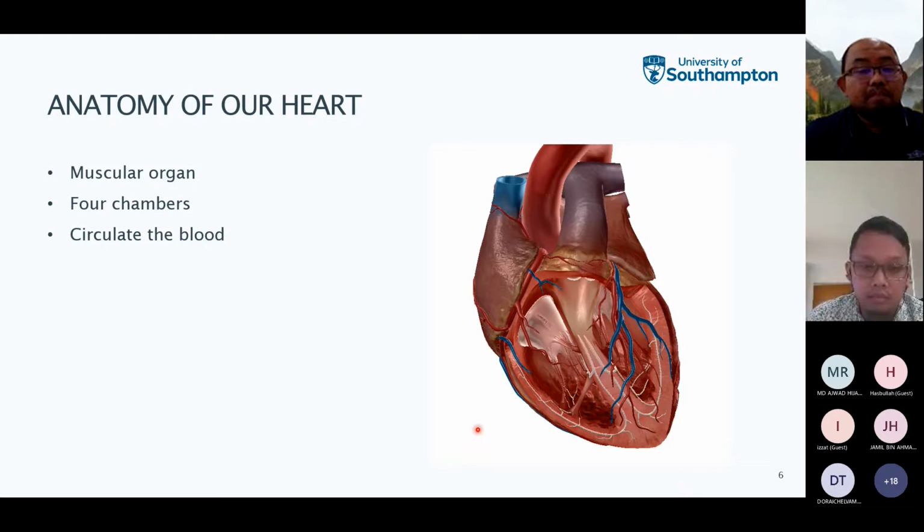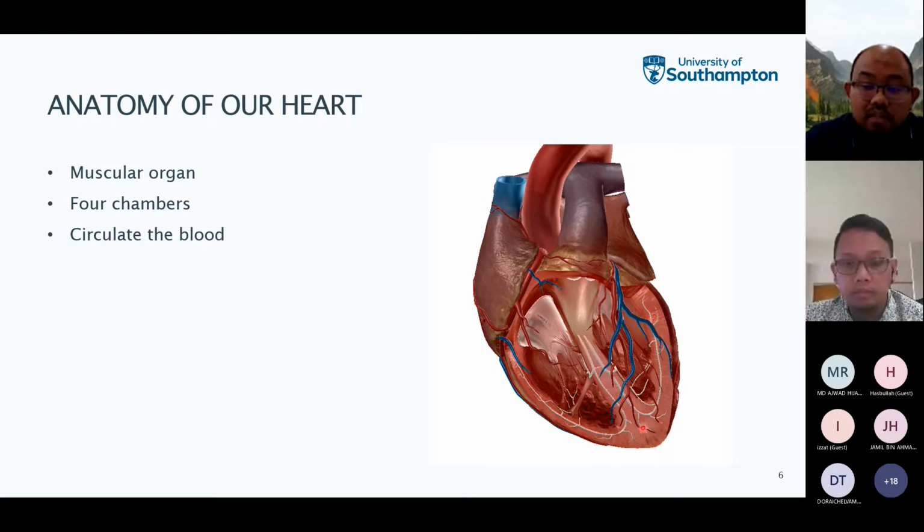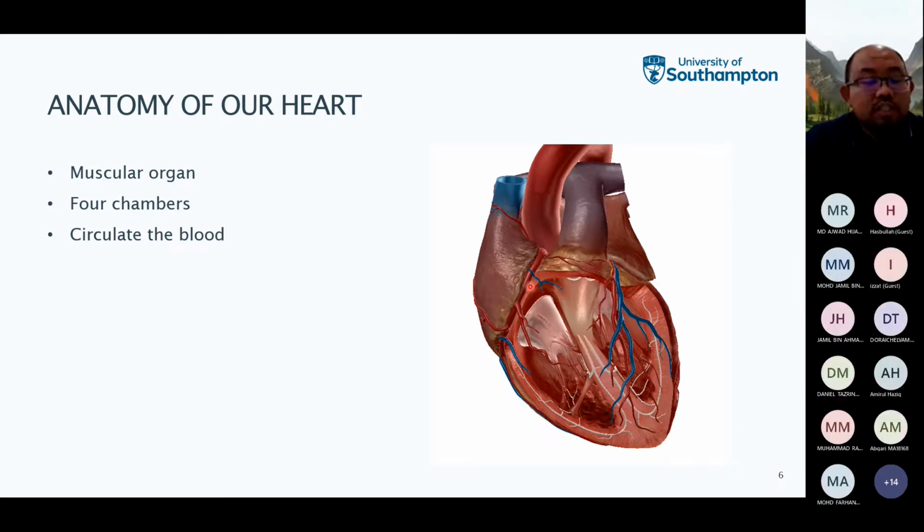So, a brief anatomy of our heart. Some of you who may have taken pure science during high school might have seen this before. Essentially, the heart is a muscular organ, made up of muscle cells, and these muscle cells make up all the wall. Technically, it has 4 chambers. There are 2 chambers at the top, which we call the atria, and the main function of these is basically to circulate the blood. I'm going to show you a video that explains this much better than me.